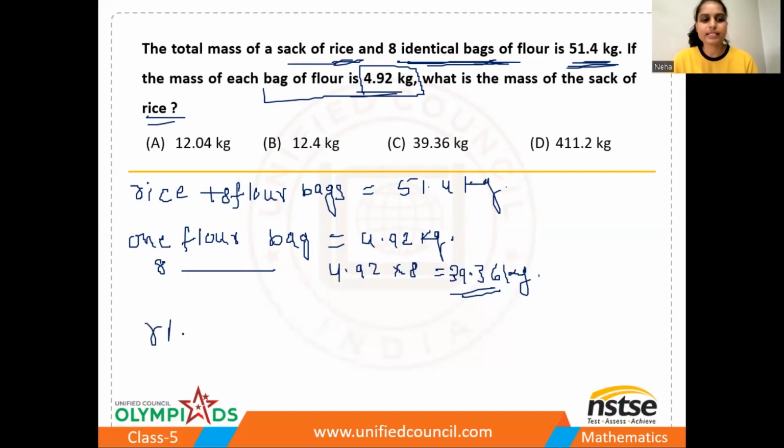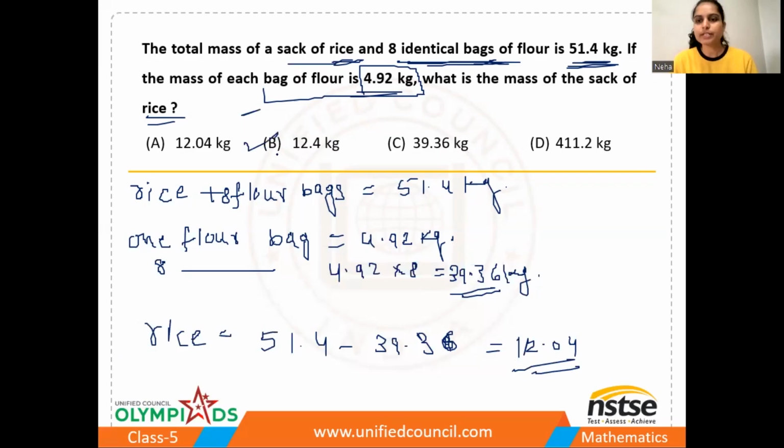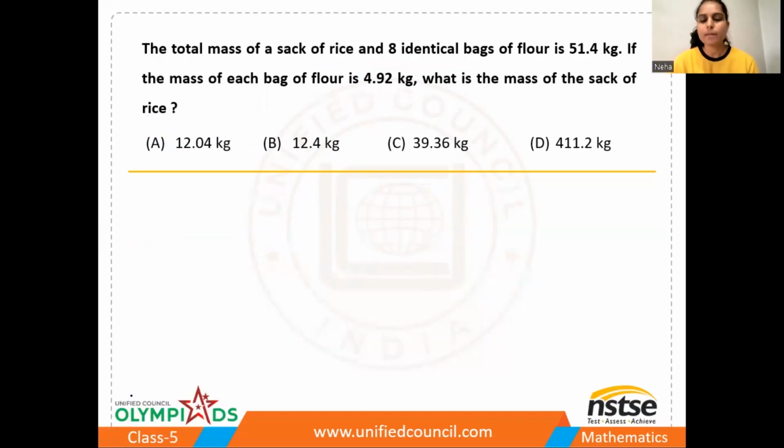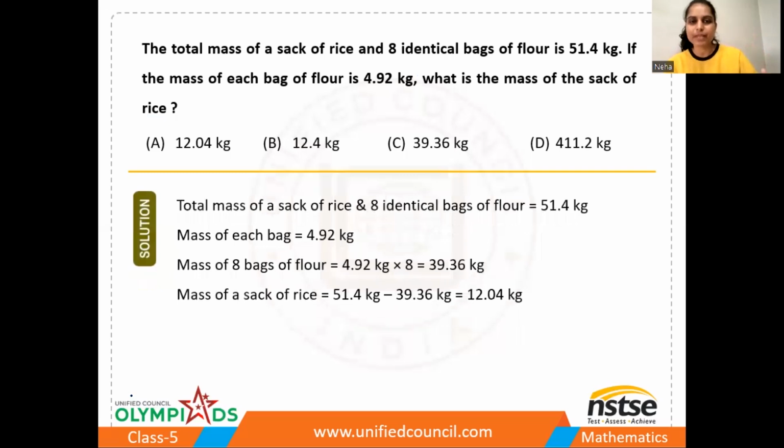So rice, it will be 51.4 minus 39.36, correct? So that will be 12.04 kgs. Yeah, option A is right. Option A is the right answer. Perfect. So this is how, students, you can move step by step, and in the end, you will reach the destination.